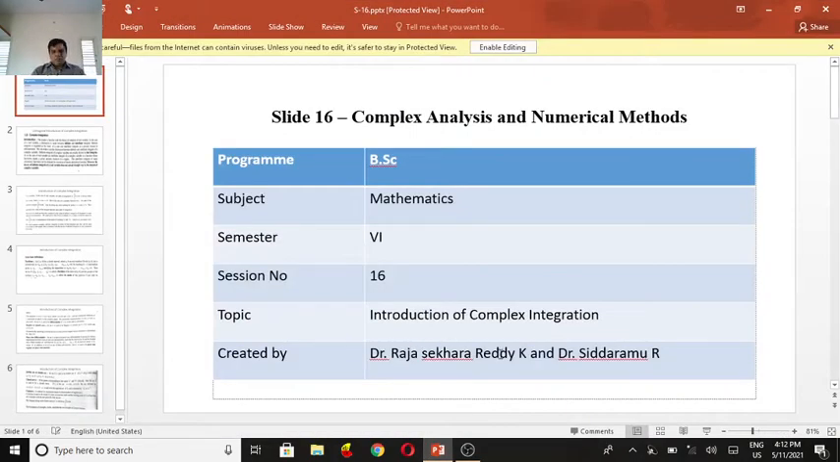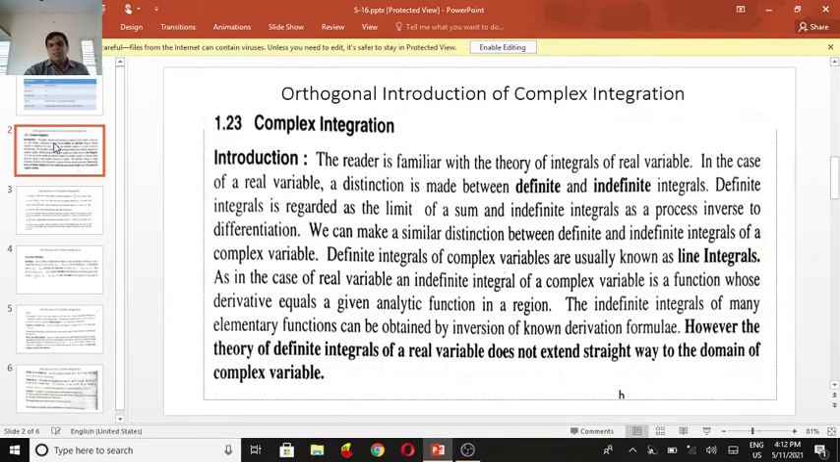Now we come to session 16. Here with the method of integrations, we already know integrations, the definite integral and the indefinite integral. In the same way, we come to complex integrations. So first, I give an introduction.